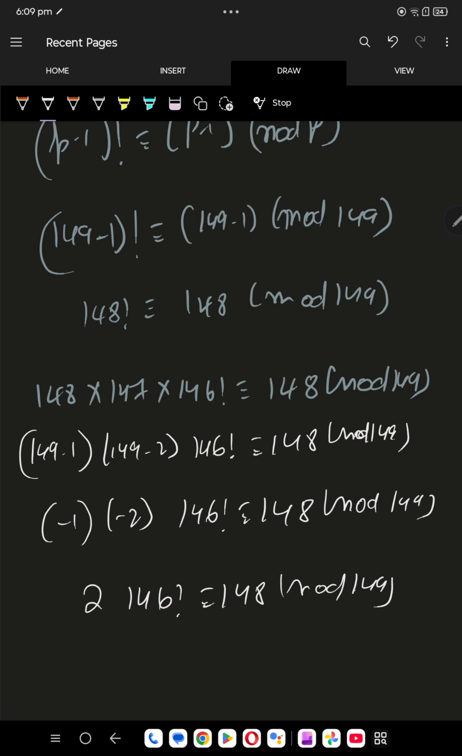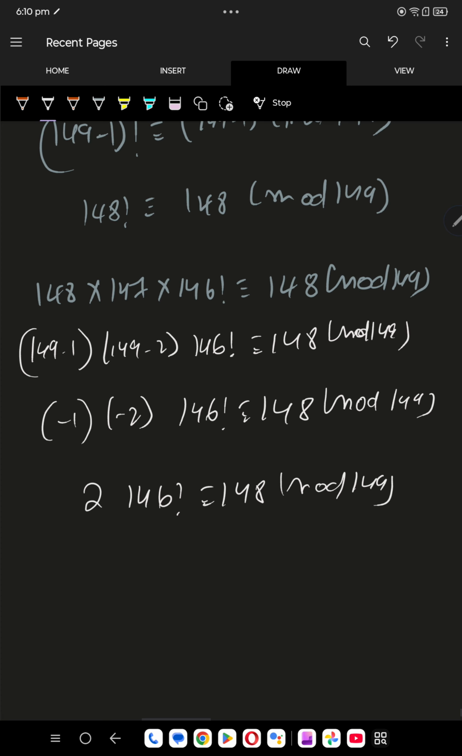Now 148 divided by 2 is 74. So the 2 here gets cancelled, and 146 factorial is congruent to 74 mod 149. So 74 is the remainder.